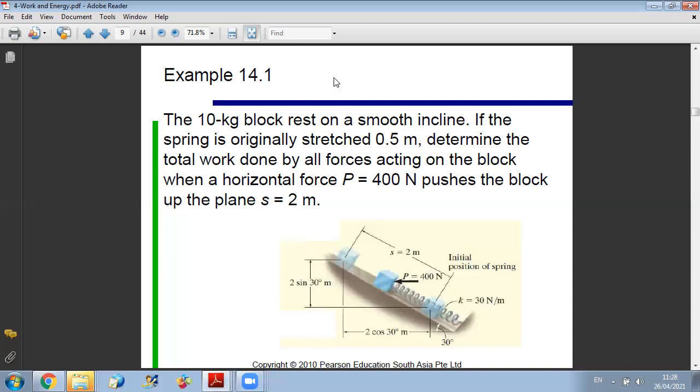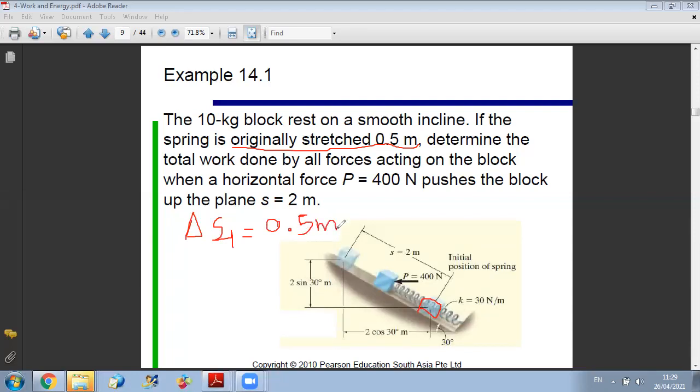So let us put our states. We should define state 1, state 2. This is the original state. What do we know about the original state? We know that initially the spring is already stretched. So my spring is not unstretched at the beginning, it was already stretched 0.5. So we can write that delta S1 is equal to 0.5 meters. This will help us into assessing the work of the spring.